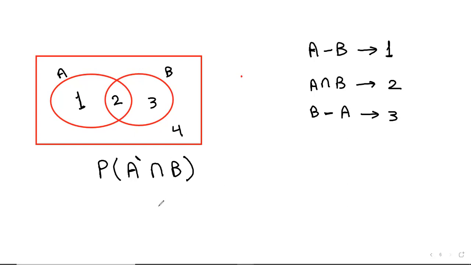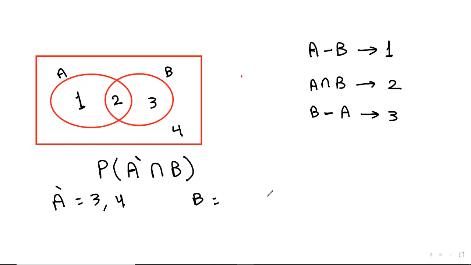Let's ask Muaz, what is A dash? A dash is 2, 3, 4. No, it's not 2, 3, or 4. Look at A. A is represented by what? 1 and 2. So what is A dash? A dash is 3 and 4. And what is B? What is B?